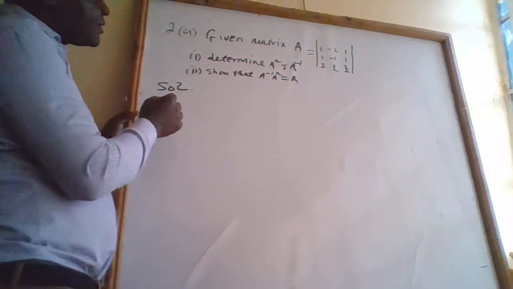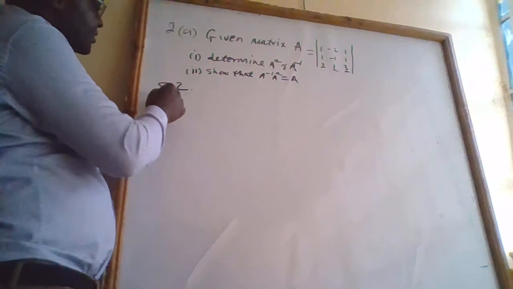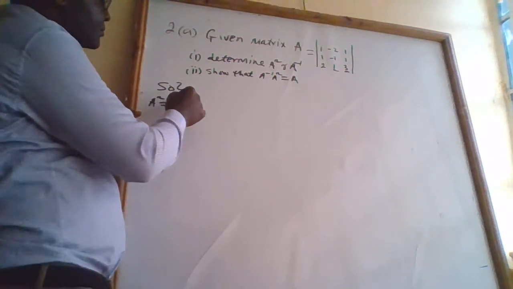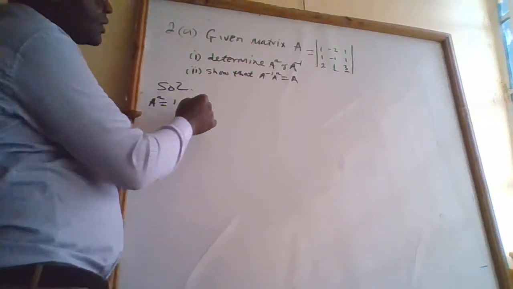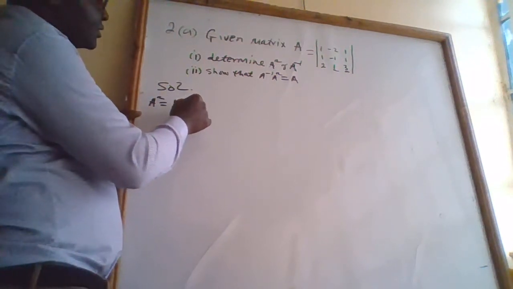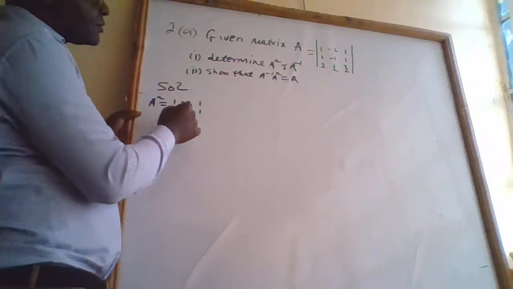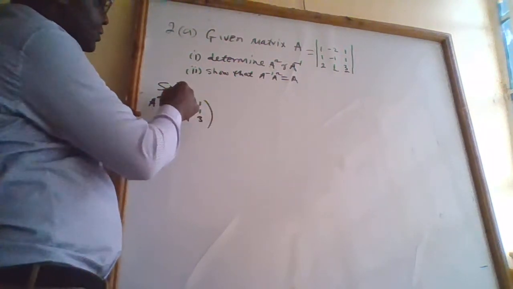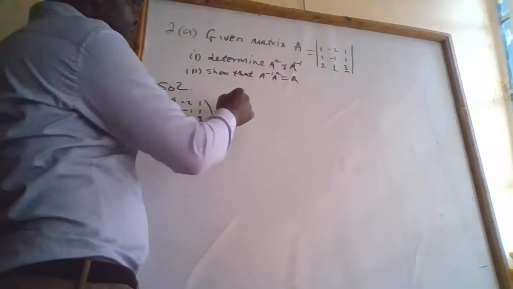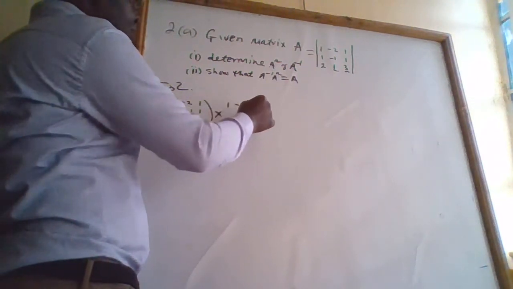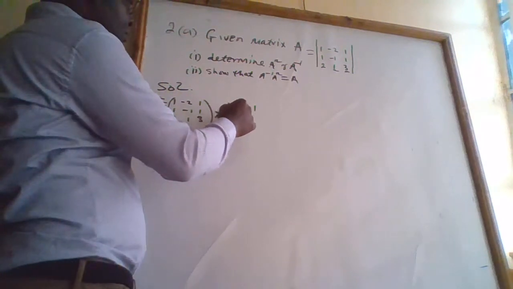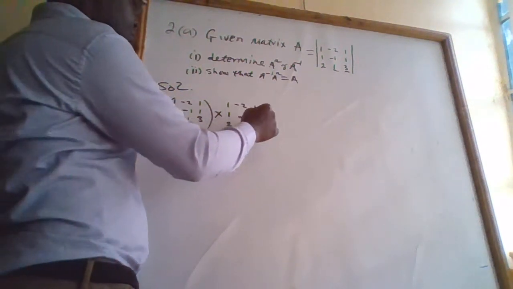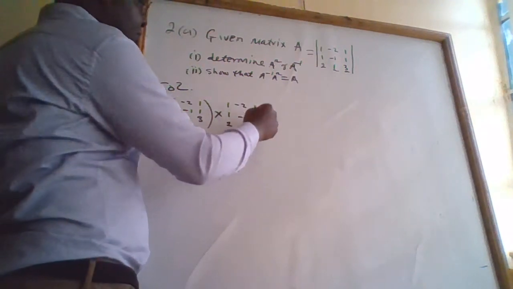A squared would be equal to 1, minus 2, 1, 1, negative 1, 1, 2, 1, 3 times 1, minus 2, 1, 1, negative 1, 1, 2, 1, 3.